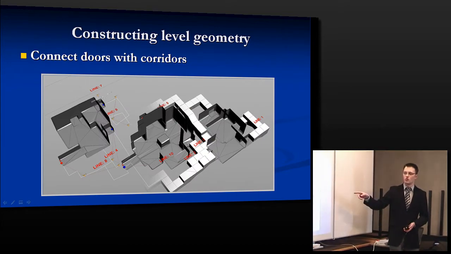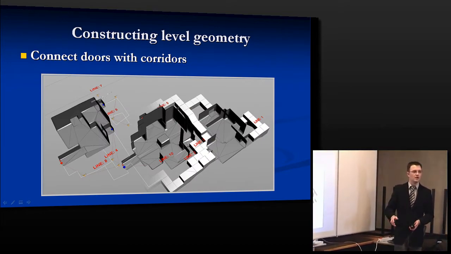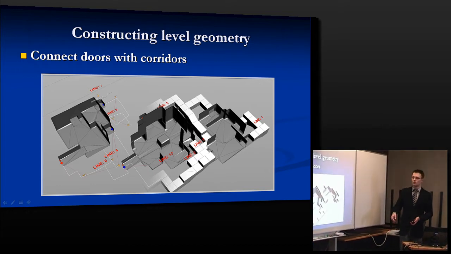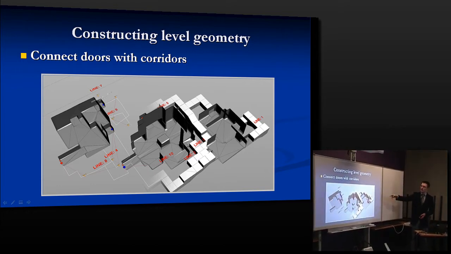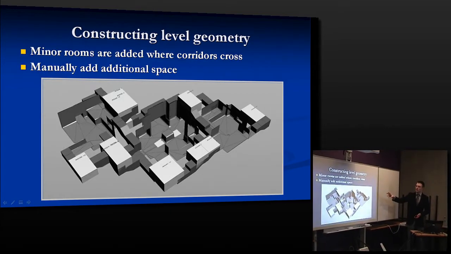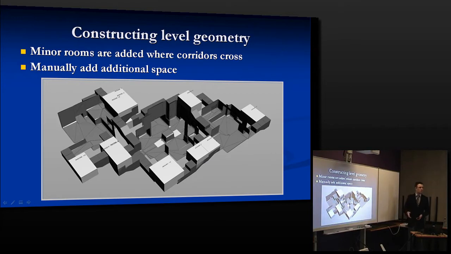Then we connect corridors to the doors. This can be done automatically. As I said, you can just switch through the seeds and it will generate connections between them, or you can draw them yourselves. And with these, wherever the corridors cross one another, it automatically creates a small room. So you have a bit more room to play when you come to a crossing.